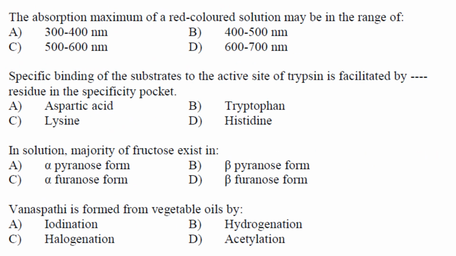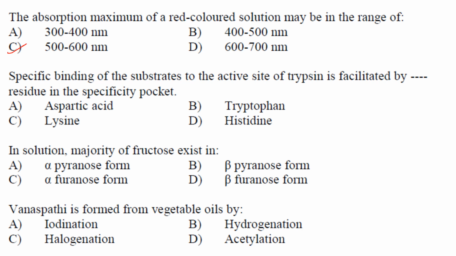The absorption maximum of a red colored solution may be in the range of 500 to 600 nanometers. Specific binding of the substrate to the active site of trypsin is facilitated by residue in the specificity pocket. So which residue in trypsin's active site facilitates the specific binding of the substrates of trypsin? Now what are the substrates of trypsin? They are basic amino acids, lysine and arginine. So C cannot be the answer.